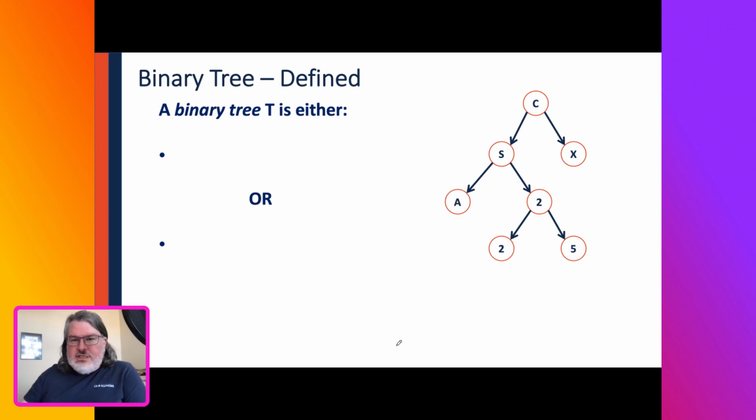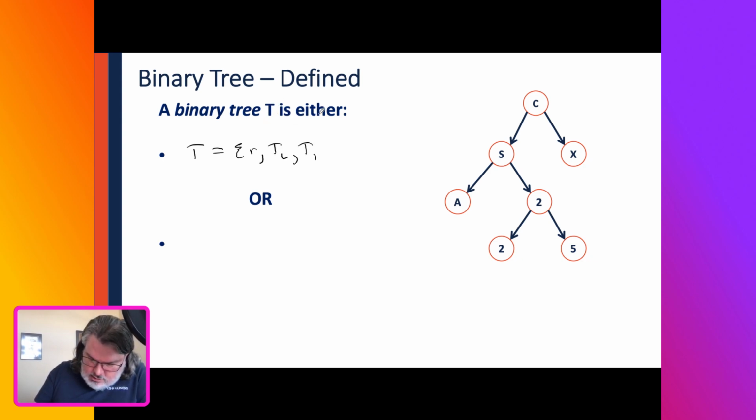Okay. So binary tree T is what? I mean, conceptually we know what a binary tree T is, but let's see. It is either a tree T equal to a root plus TL and TR, or what?